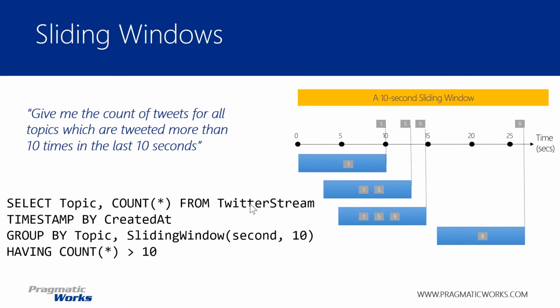And then the last scenario here is a sliding window. So this would be when you would say, give me the count of all the tweets that are tweeted more than 10 times over the last 10 seconds. So basically every time this runs, it's going to be the last 10 seconds constantly. So the window is just constantly sliding over. That's why it's called a sliding window. And every second, you're going to get the last 10 seconds of data.